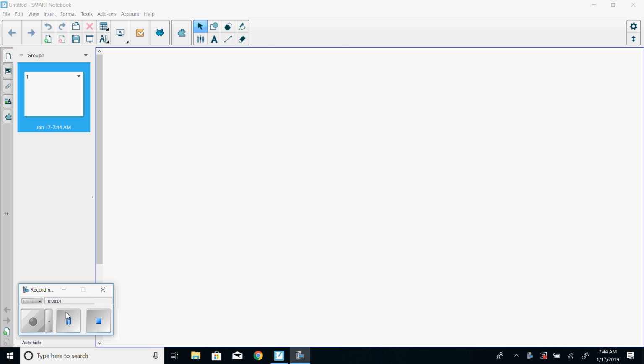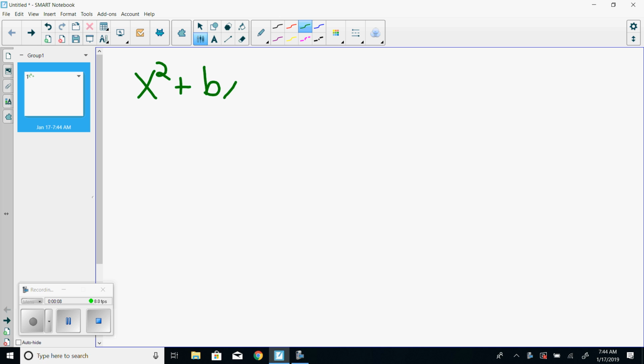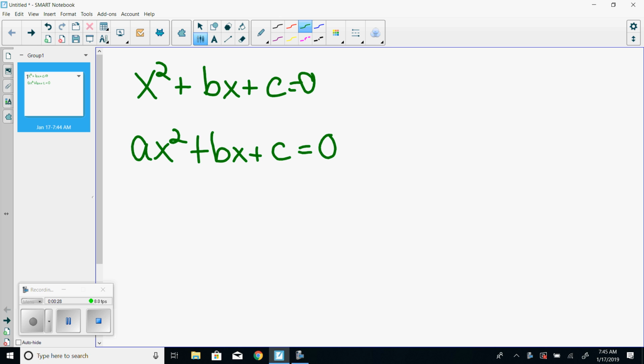All right. So we've already learned how to do x squared plus bx plus c equals 0. Okay? I'm going to teach a technique when you have an a in front, which is ax squared plus bx plus c. So first thing you want to do is check for common factors.